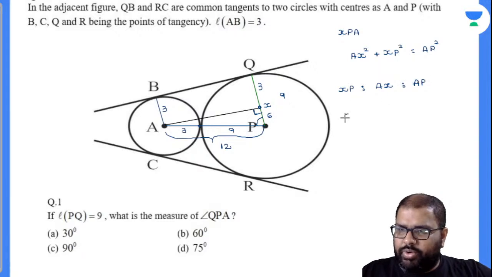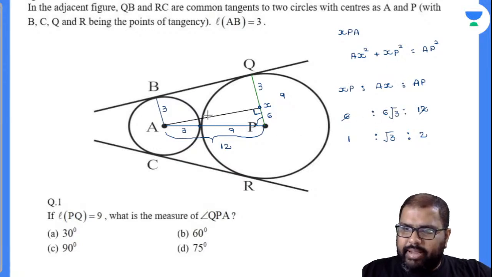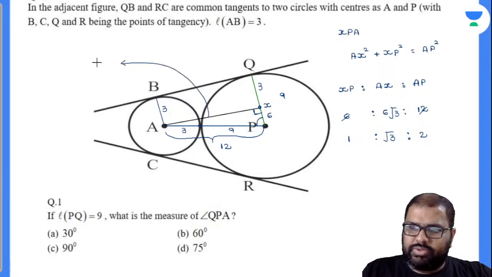XP value you already know is 6. AP value is already 12. Now closely observe, they are in the ratio of 1:2. So surely the hypotenuse is 2 and the smallest side is 1, so the remaining side has to be √3. This has to be 6√3. Finally done, and my AX value is equal to 6√3.